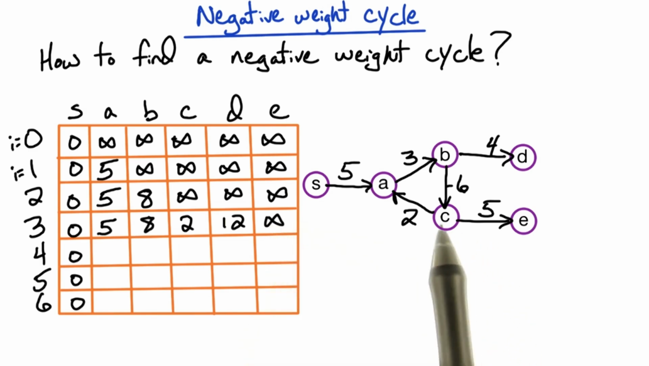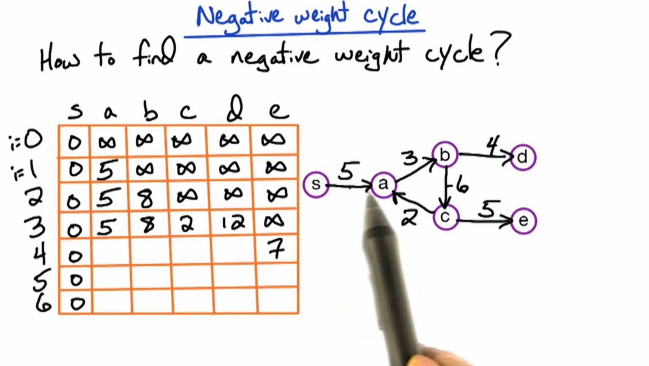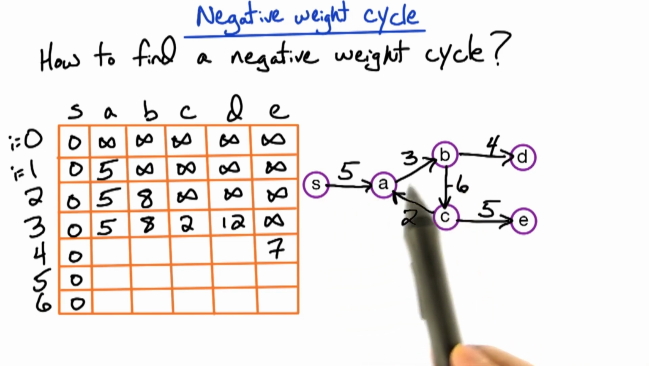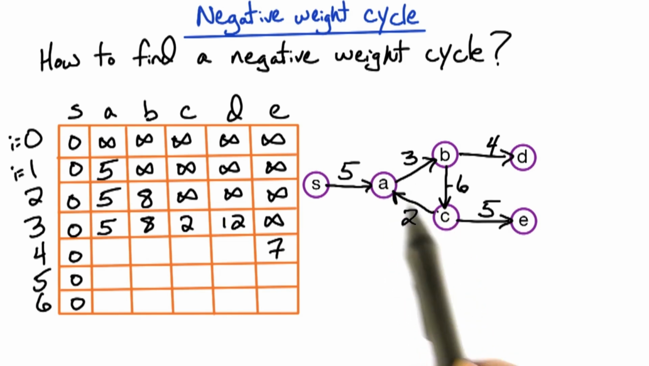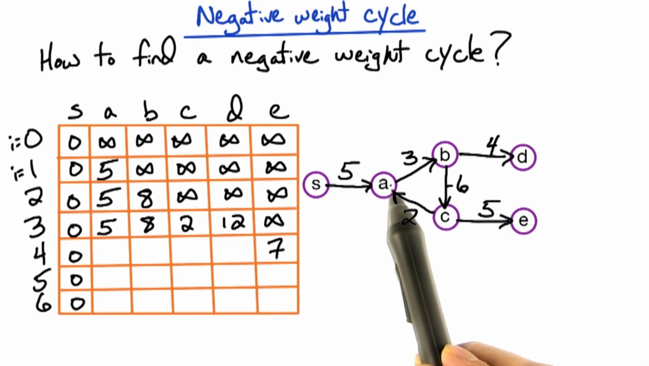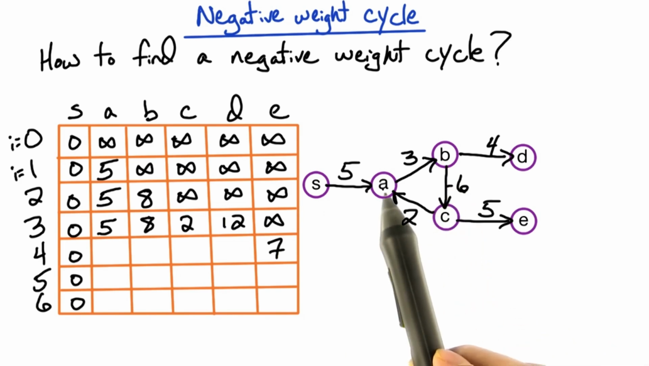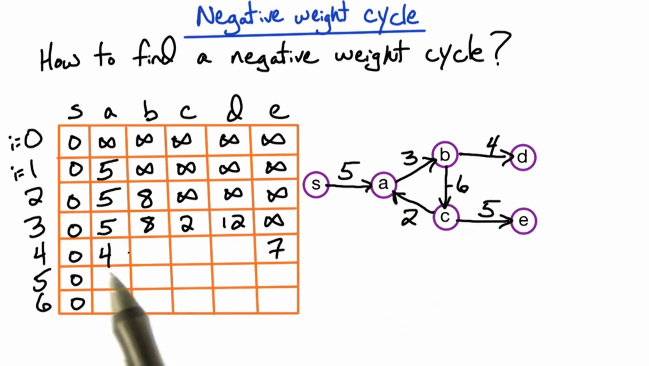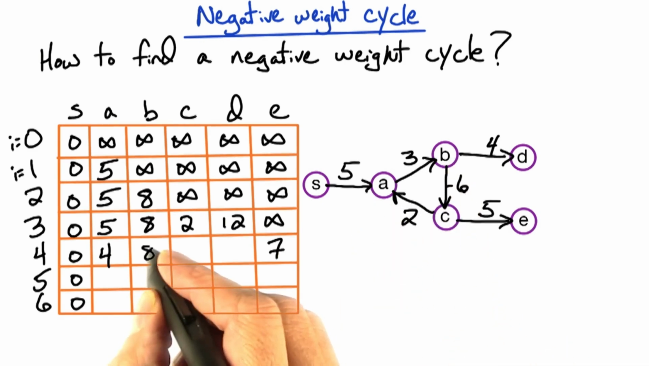Now for i equals 4, we can update the path length to E, going through C, which is of length 2, plus 5. That gives us a path of length 7 to E. Now the other interesting thing is that there's a path to A itself. So we can go to C of length 2, and then we can go back along this edge from C to A, which is of length 2, and then we get a new path to A going along this cycle, which is of length 4. So that's a shorter path to A. The path length to A went down from 5 to 4 using this negative weight cycle, and the other vertices stay the same.